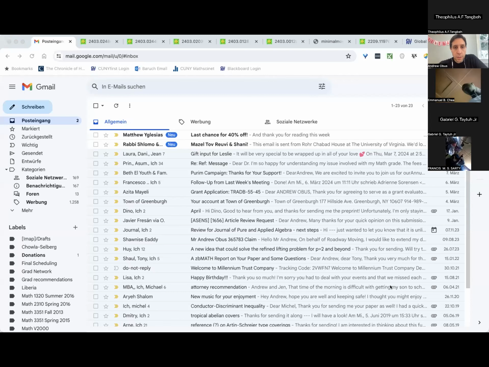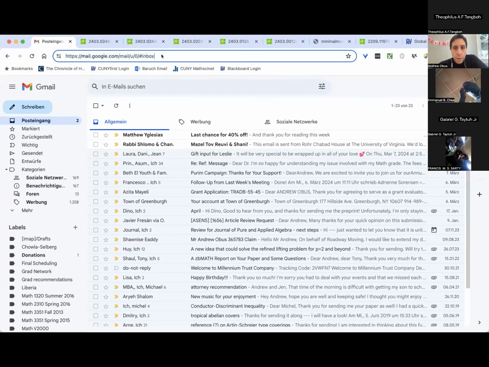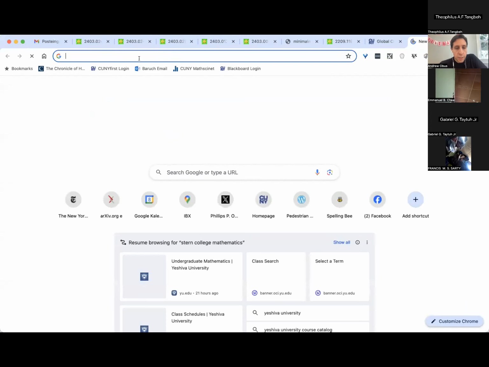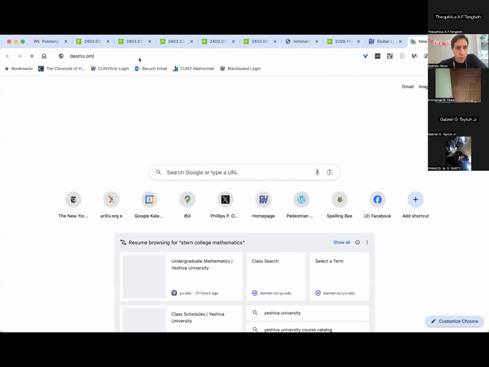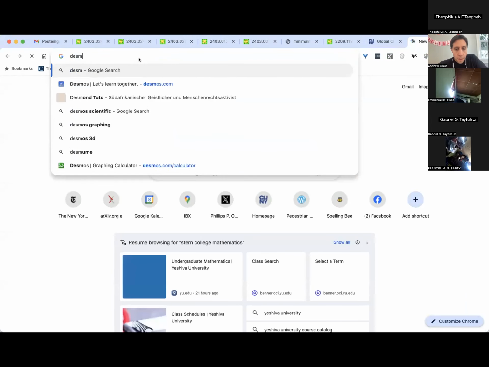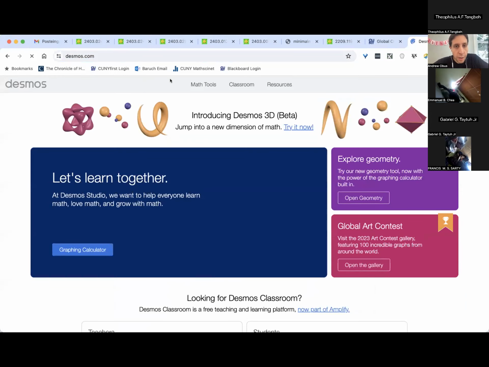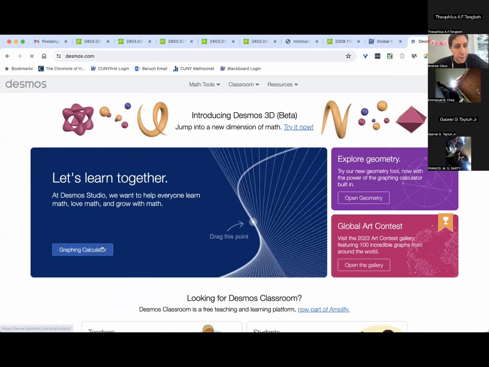What about here? Working here. Sorry, the computer's going slowly. What is going on here? Sorry, my computer's very slow here. Okay, let's try a new tab. Okay, so let's go to desmos.com. I'm going to go to desmos.com. I'm going to do the graphing calculator.